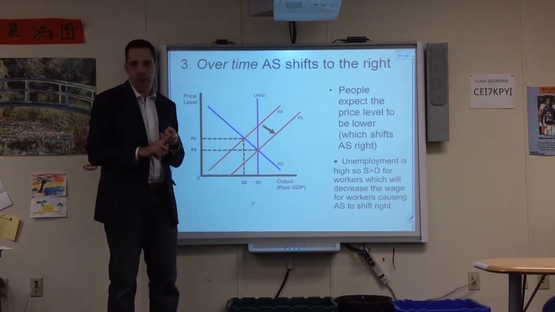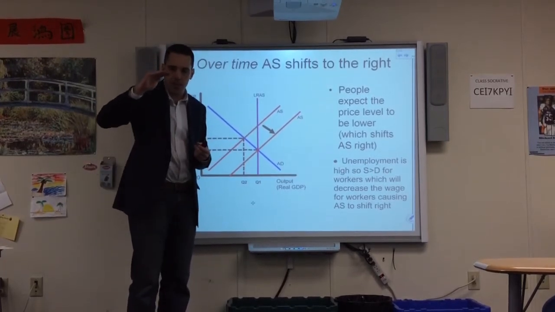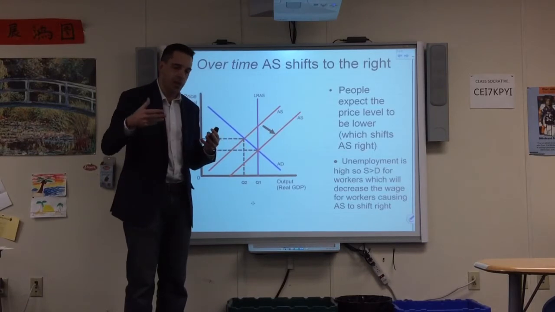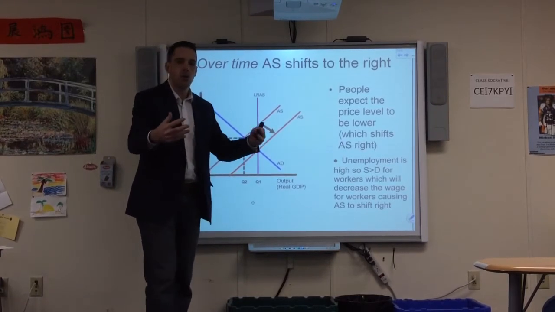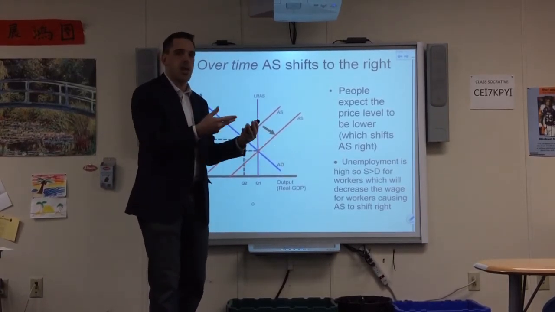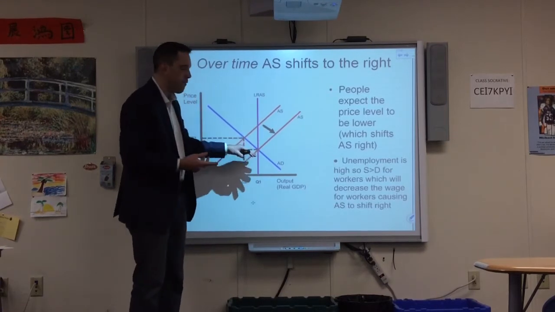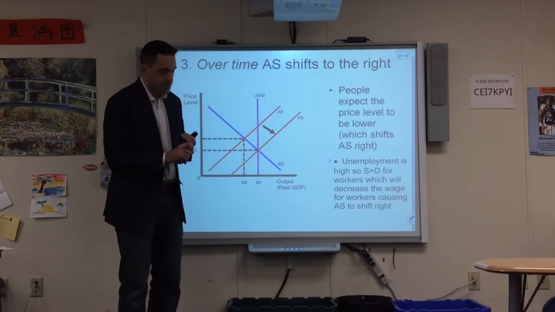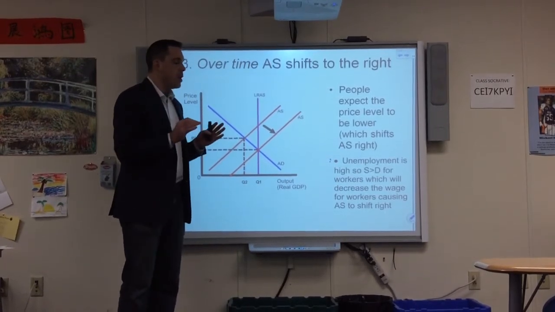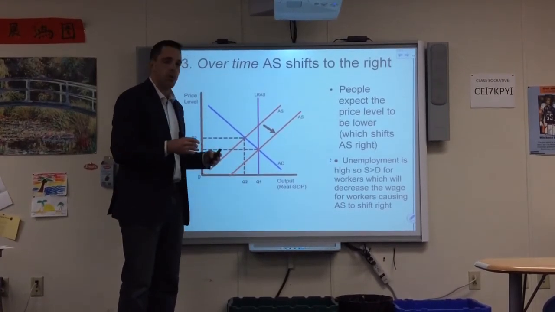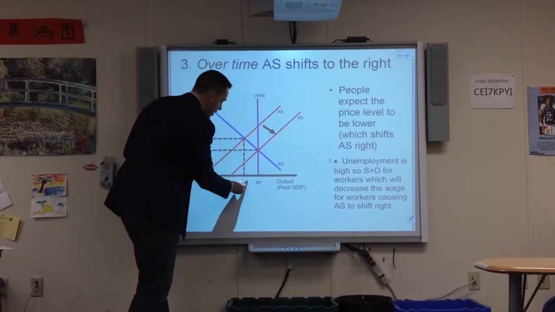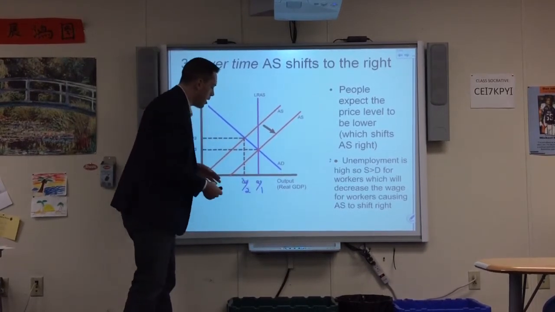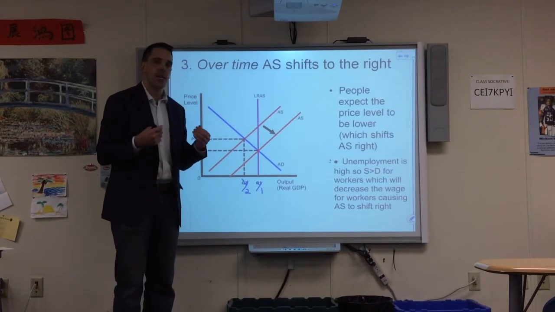First of all, people expect price levels to drop. As price levels continue to drop, producers realize the prices are going to fall, so they're going to increase production to take advantage of the higher prices before they fall too much. Two, and this is a better explanation, unemployment at Q2 is higher than Q1. Let's actually call this Y2 and Y1. Unemployment at Y2 is higher than Y1.